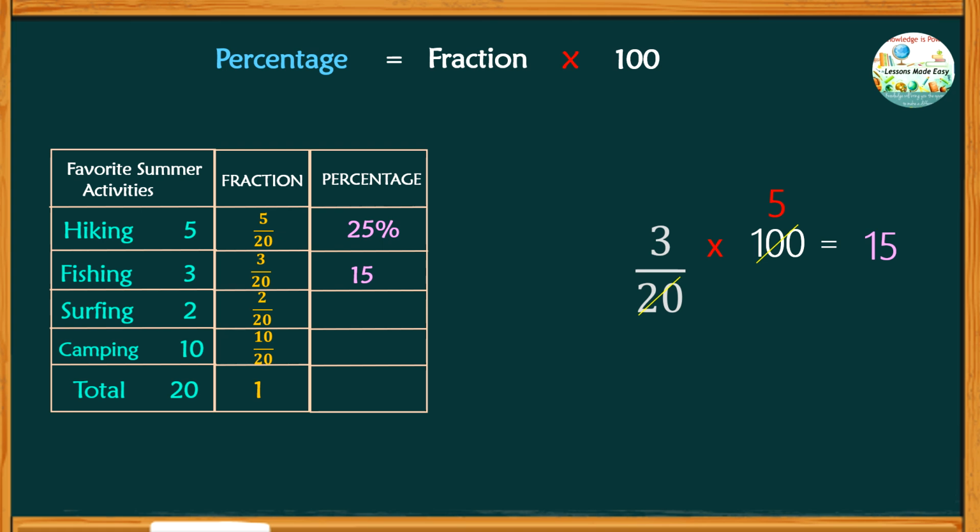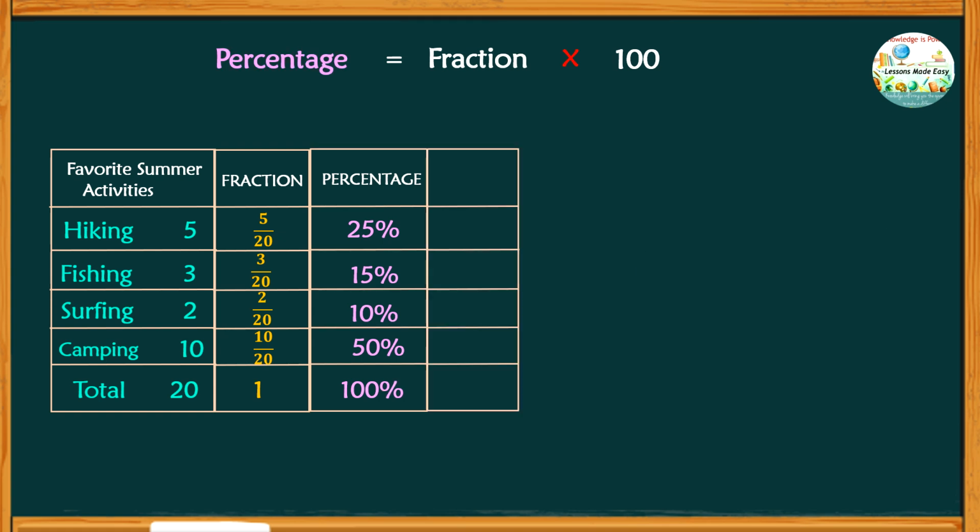or 15%. Do the same for surfing. Just change the numerator to 2, then multiply by 5, and we get 10 or 10%. For camping, change the numerator to 10, then multiply by 5, we get 50 or 50%. Adding all this, we get a total of 100%. Let's add another column for the size of the angle measured in degrees. To know the degrees, we take the fraction and multiply it by 360 degrees.